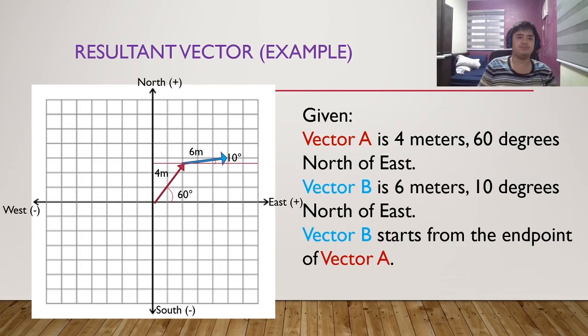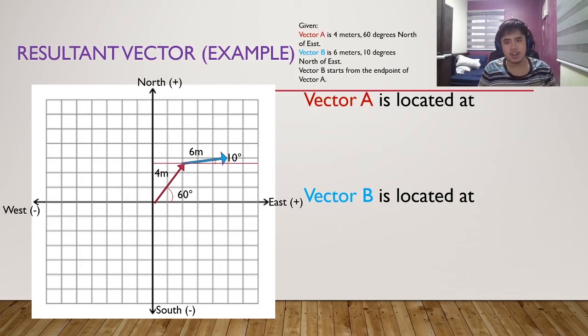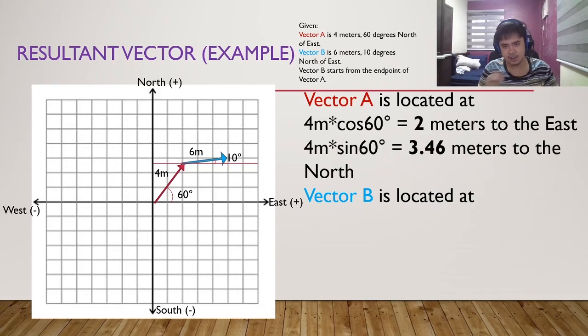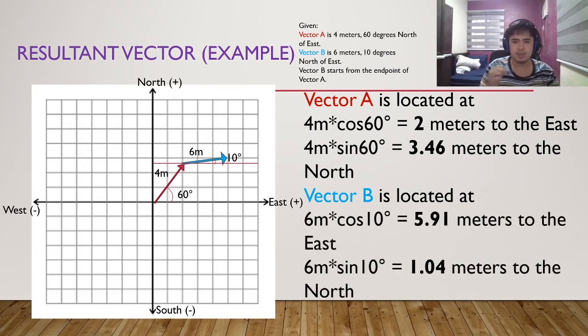Very important. Now, vector A is located at these coordinates. We use the tactics from earlier to obtain that 4 times cosine 60 is 2 meters to the east. And using sine, we can find the one in the north, which is 3.46 meters. Similarly, we can find the results for vector B, but instead we are measuring 10 degrees. So it's 5.91 meters to the east and 1.04 meters to the north.